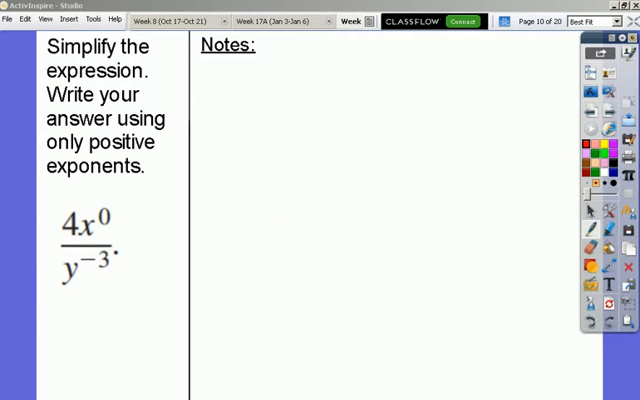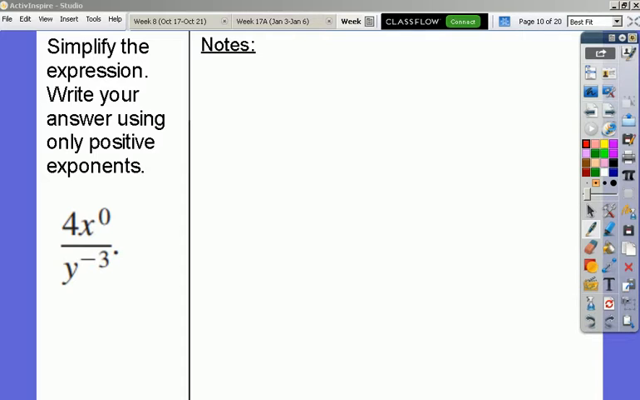So, back up here it says simplify the expression. Write your answer using only positive exponents. In general, even if it doesn't say write your answer using only positive exponents, you want to write it using only positive exponents. So when you move on to algebra 2 and you see something like this, you want to simplify it so you get rid of that negative exponent on the bottom. So how could I approach this?